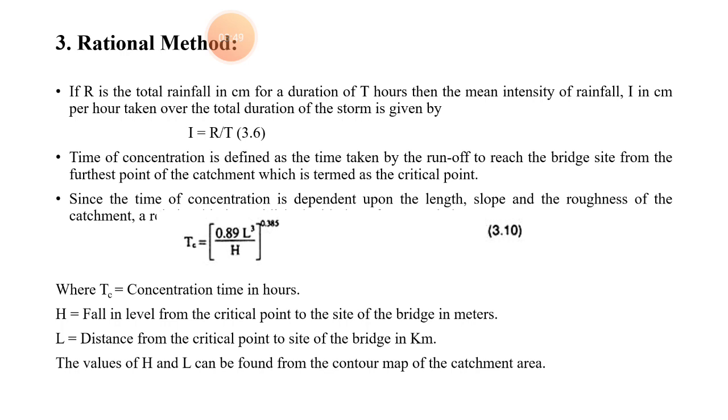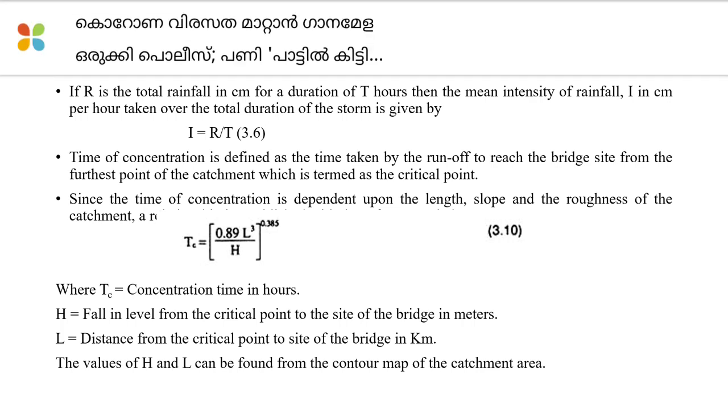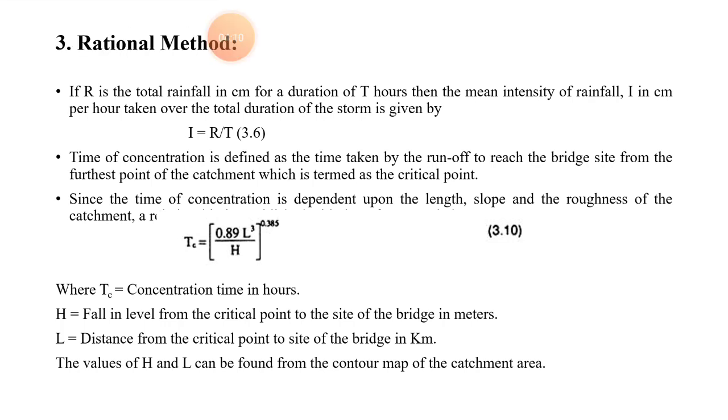Next, the third method, the rational method. Here R is the total rainfall in centimeter, T is the time duration in hours, and I is the intensity of rainfall in centimeter per hour. Then the equation will be I is equal to R by T. Also, the time of concentration is included in this method. It is defined as the time taken by the runoff to reach the bridge site from the critical point.